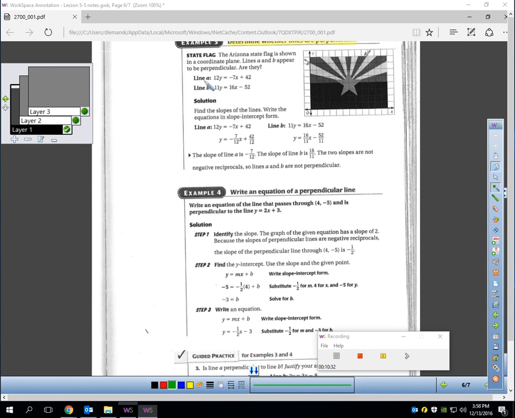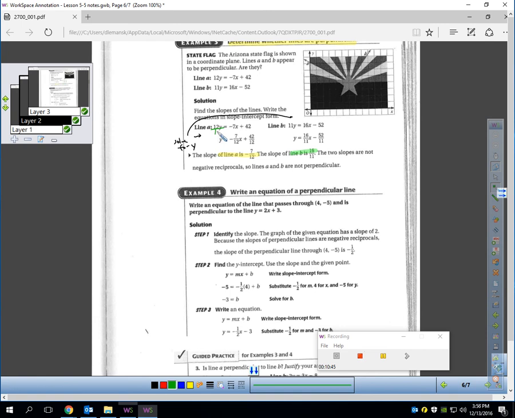Well, let's check. Line A is not in slope-intercept form. I've got to divide by 12, so you can see that I'm doing that here. I'm dividing by 12, and I'm rewriting this into slope-intercept form. The slope of line A, I'll highlight it here in green, is negative 7/12. Let's do the same thing for line B. In line B, I've got to get y by itself. I'll divide by 11, and the slope of line B I'll highlight here in orange. Are those slopes the same? No, so that means these are definitely not parallel.